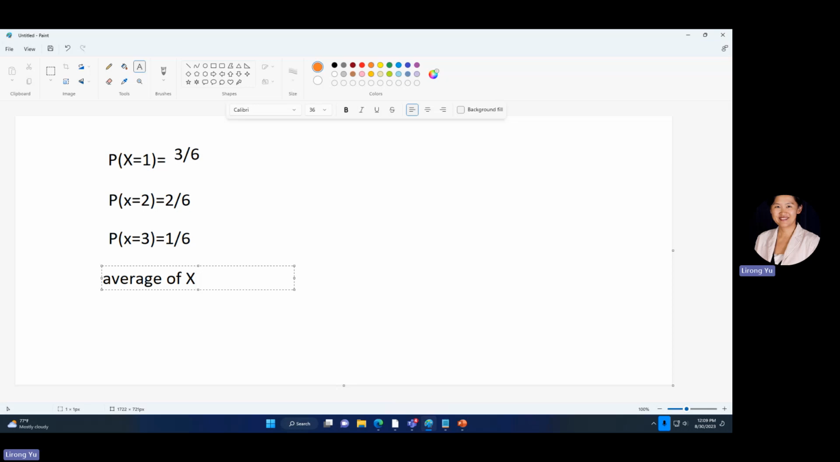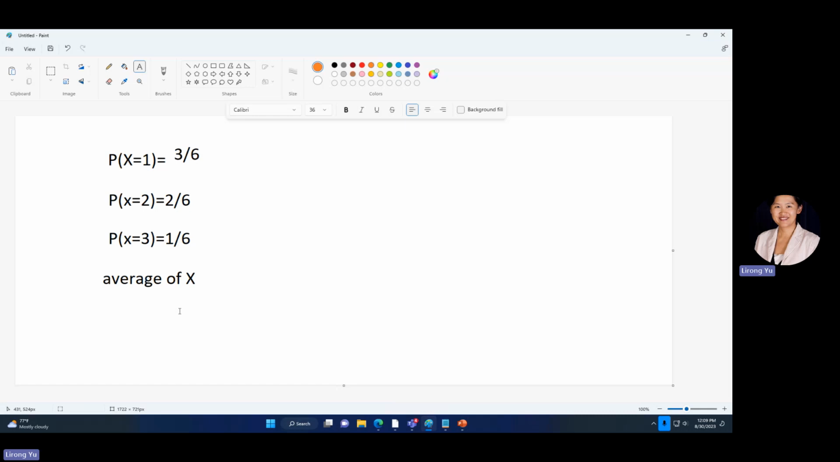It certainly is not 3 because 3 is less likely. The more likely one is 1. I'm guessing the average is around 1, but we wish to make a more fair calculation. So how do we calculate it? We can use the probability as a way to calculate a weighted average, right? The X value can go 1, 2, 3. So we are averaging 1, 2, 3, but they're not equally likely. So the average is not 2, right? We're not adding them together and dividing by 3. If we add 1 plus 2 plus 3 divided by 3, we will get 2, which is in the middle.